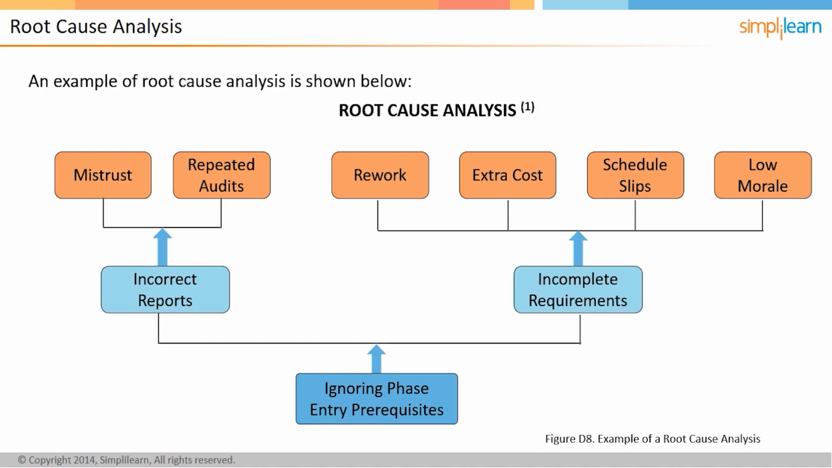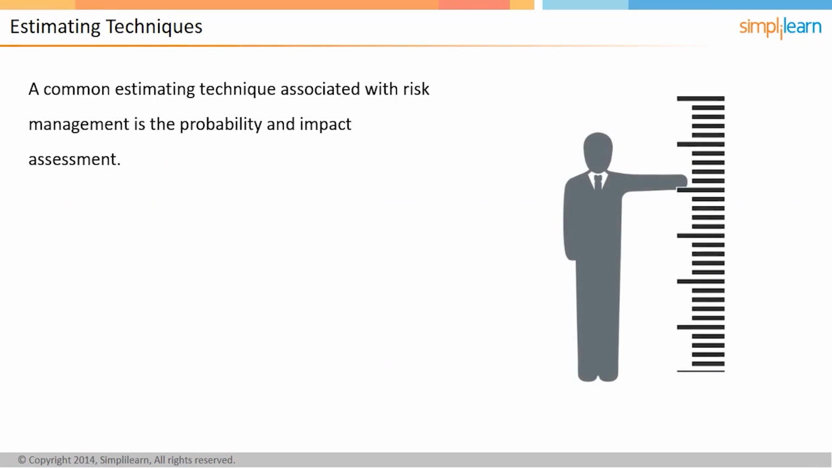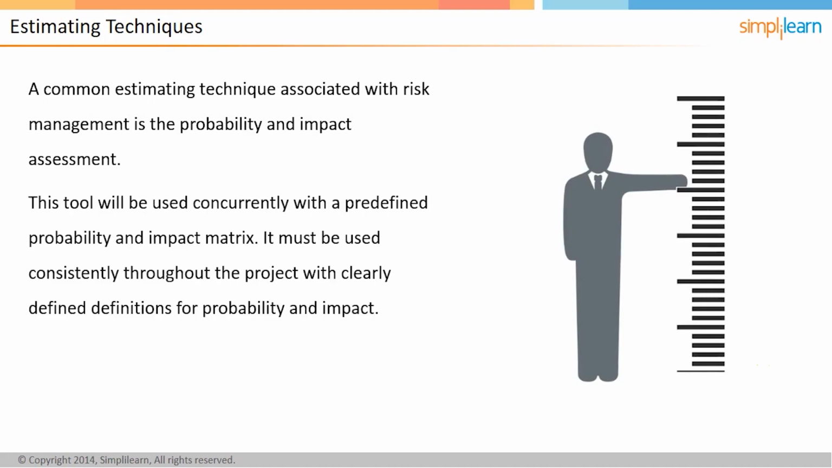This organization frequently ignored the proper phase entry prerequisites, hastening later project work to speed up the project. In the next screen, we will look at estimating techniques. A common estimating technique associated with risk management is the probability and impact assessment. This tool is used concurrently with a predefined probability and impact matrix.